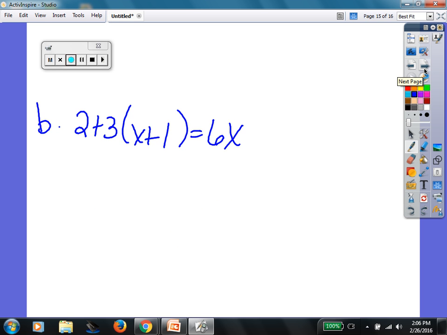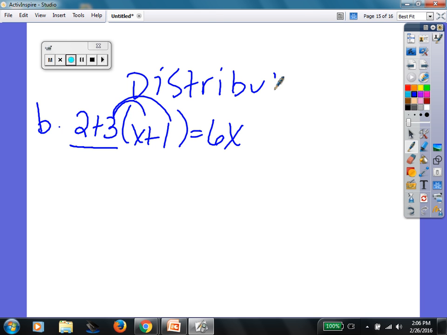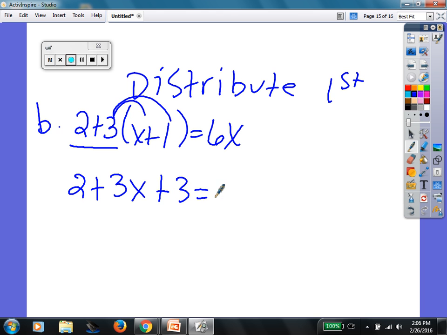Same thing here. Don't let that confuse you guys. You have to distribute the 3 before you go into it. Don't add 2 plus 3 first. Alright, don't do that. You need to distribute first. Let's hope that I spelled that right. Distribute first. Okay? So, that would be 2 plus 3x plus 3 equals 6x.